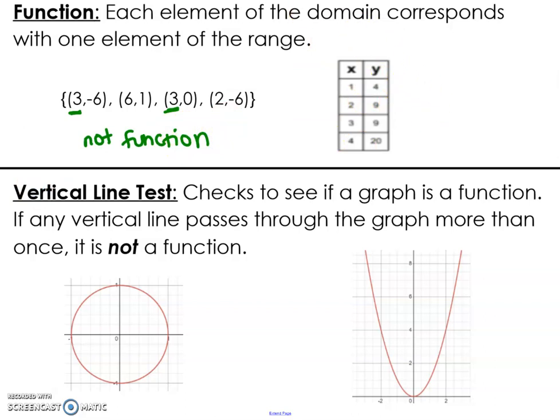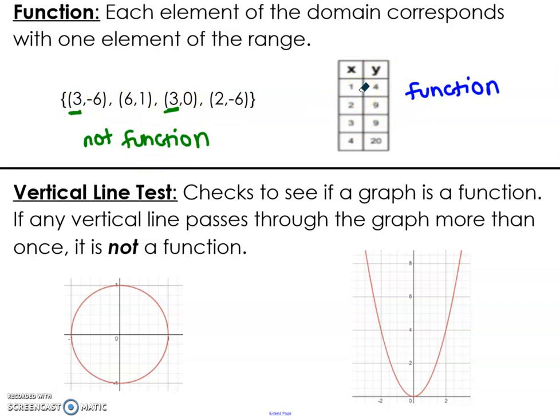If we look at this table of values here, let's look at the x's. None of the x's repeat. So since the x's don't repeat, this is a function. Okay, so we're really just focusing on the x's. Here the x's repeated, not a function. Here they did not, so it is a function.